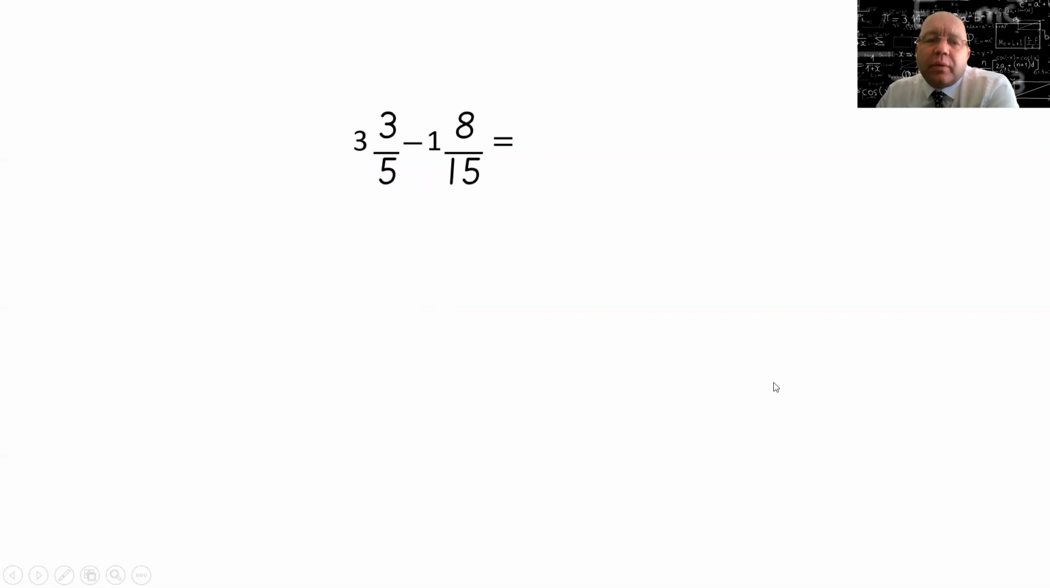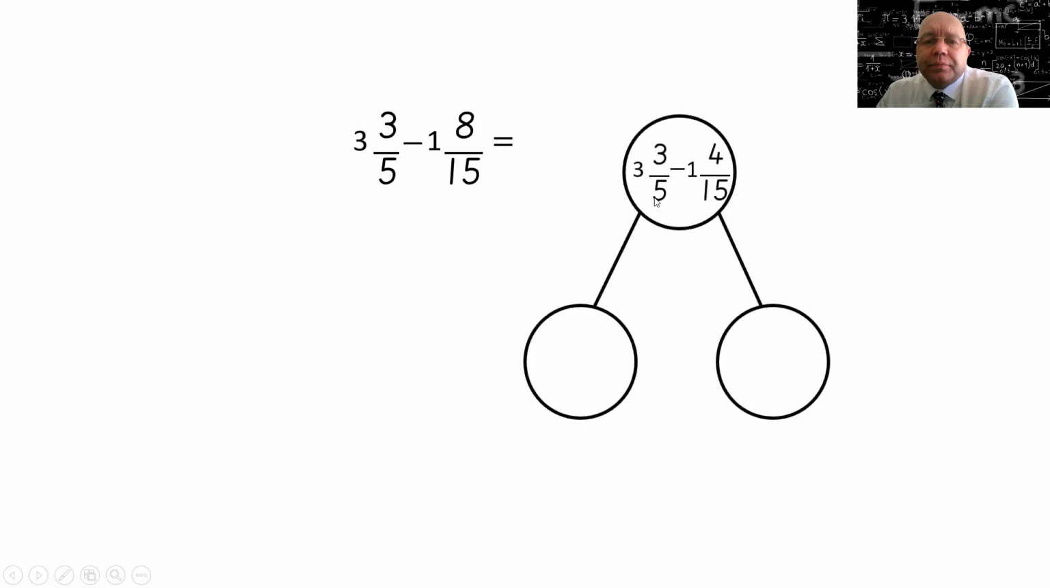Okay, first question. 3 and 3/5 take away 1 and 8/15. Well, job 1, we're going to split them up first of all. We're going to deal with the whole numbers first of all. So 3 take away 1. And then the fractions, 3/5 take away 8/15. So by partitioning, by splitting the calculation, hopefully it's a little bit more manageable.